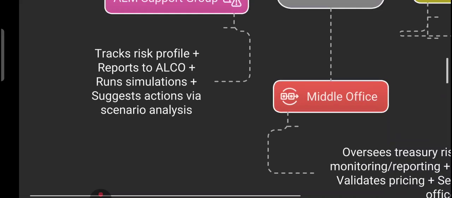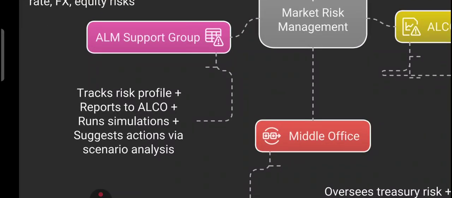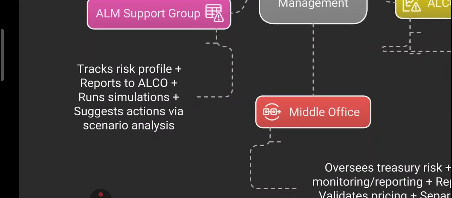Then we have ALM. Here you can see the ALM, Asset Liability Support Group. So they are the analysts behind the scene. They track the risk profile, they report to ALCO, they run simulations, they suggest actions versus scenario analysis. You can think of them as a team running what-if scenarios to prepare for anything.